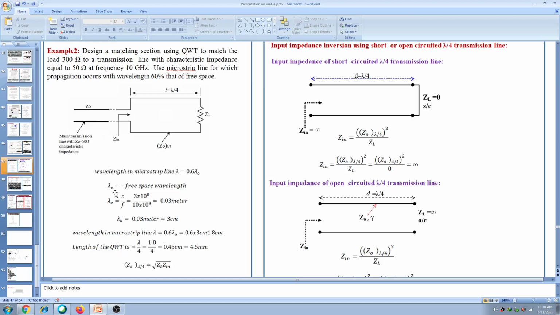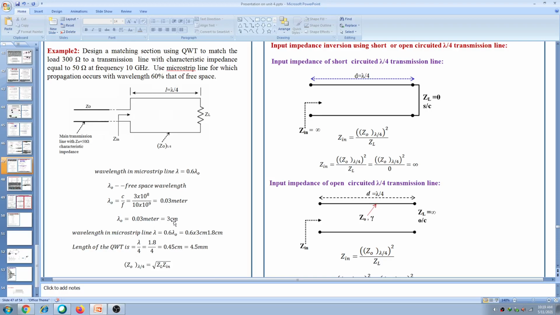So what is lambda naught here? The free space wavelength, how do we calculate it? C by F. Using the given data, f is 10 gigahertz, which is 10 into 10 to the power 9, and C is 3 into 10 to the power 8 meters per second. So lambda naught is 0.03 meter, or in centimeters it is 3 centimeters.